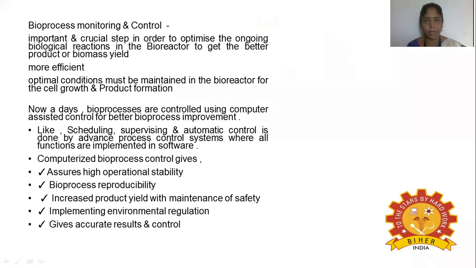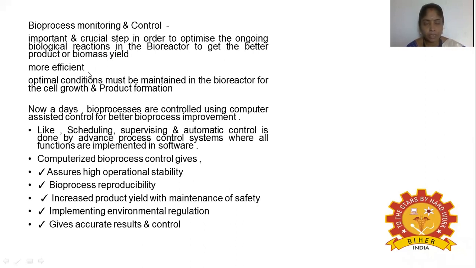So before getting into the topic, why do we need to monitor all the parameters in bioprocess industries? Whenever we do a process, the process has to be monitored, and if it goes beyond a specific level, it has to be controlled by various means. Bioprocess monitoring and control is an important step to optimize the biological reaction carried out in a bioreactor for better, optimal production of a product. This is one of the most important preliminary steps to get a product in sufficient amount.